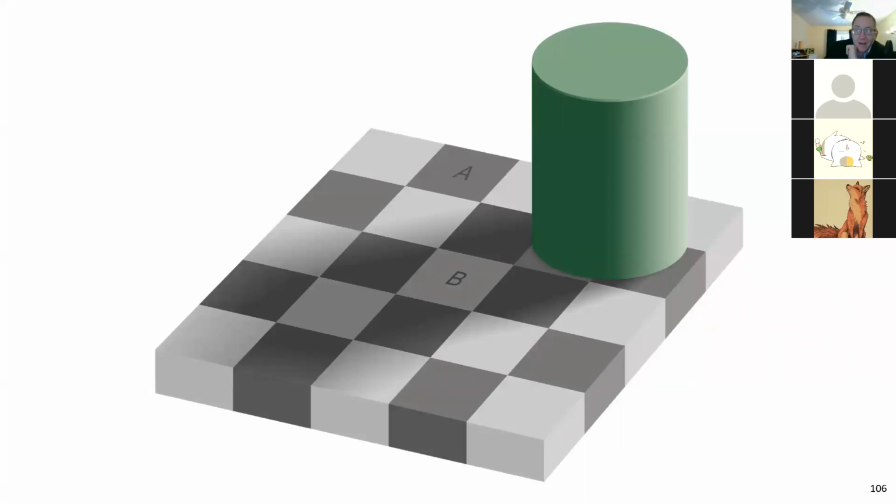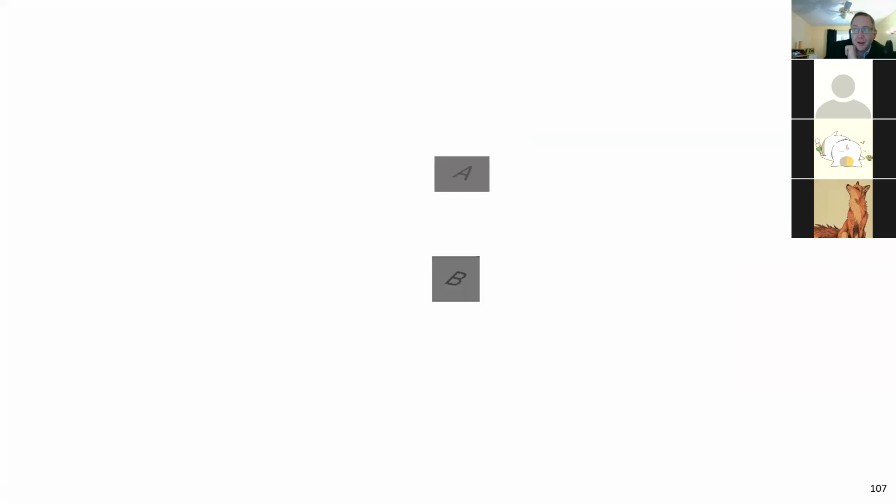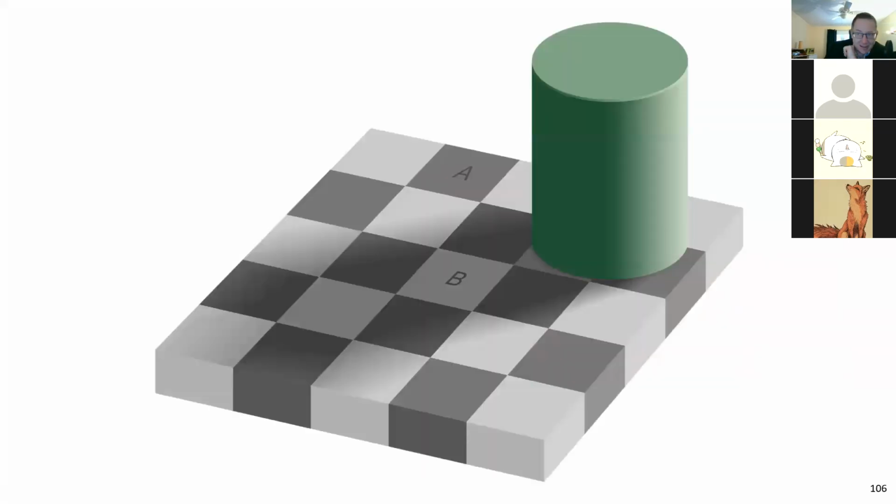Similarly, that A and the B, oh wait, they're the same damn color. And I still can't, even after knowing this little trick, I still can't see it. You naturally fill in that gap. You naturally will see this B because of the shadow. You see this B as being lighter than this A.